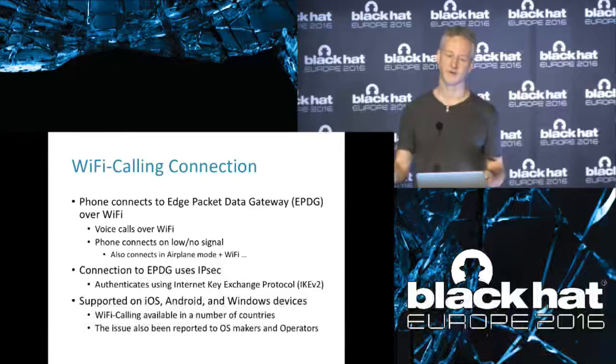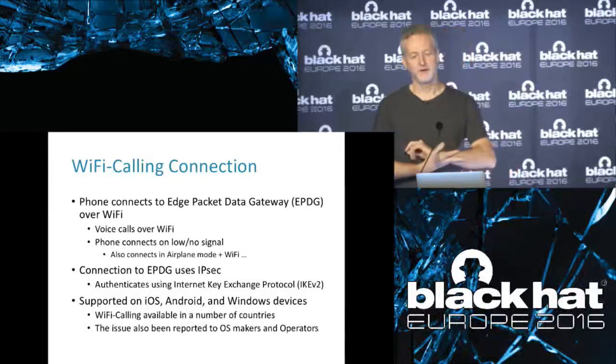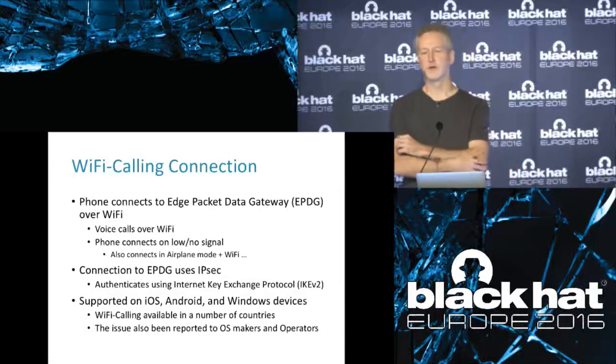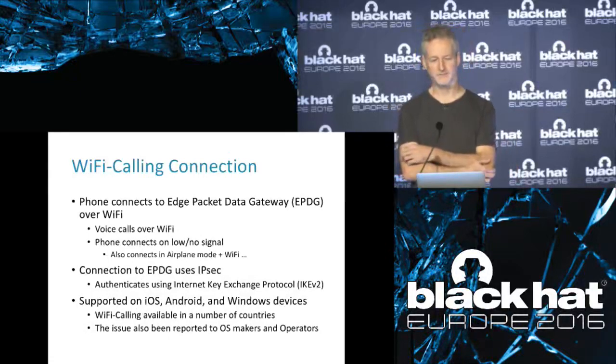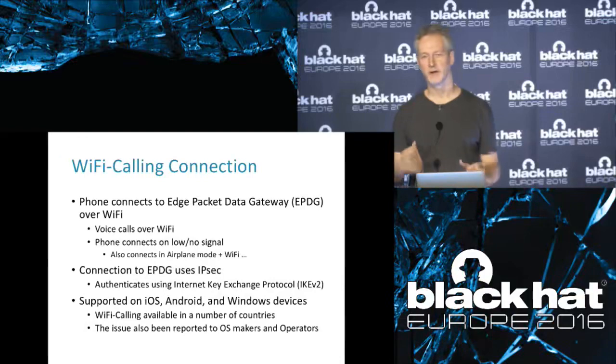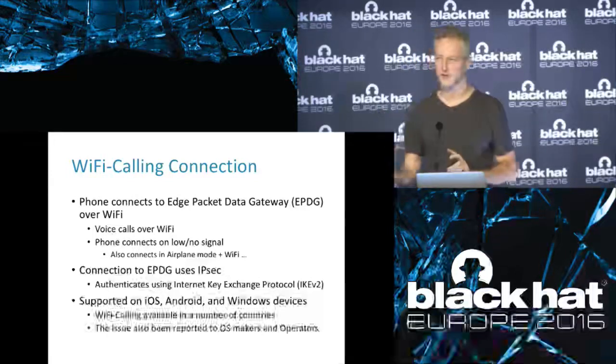So what happens is the phone attempts to connect to something called the Evolved Packet Data Gateway over Wi-Fi, and it can make voice calls over this connection. The phone will attempt to connect to the gateway when it's in areas of low signal, or it will also connect when it goes into airplane mode and then you flip on the Wi-Fi, interestingly enough. And that's what I'm going to show in the demo.